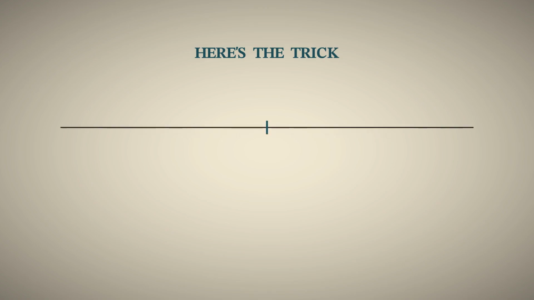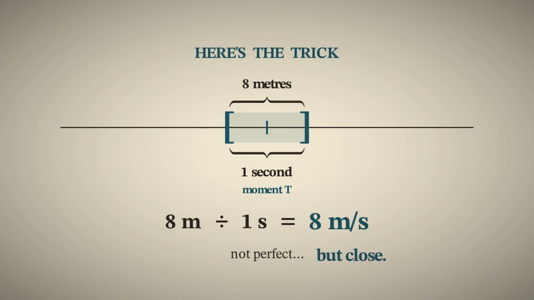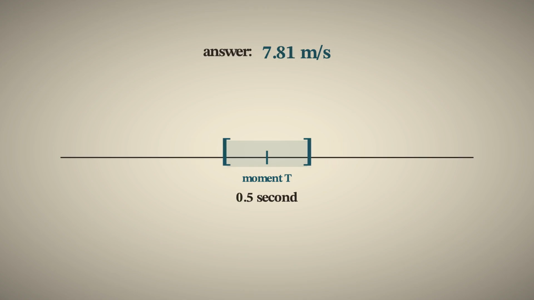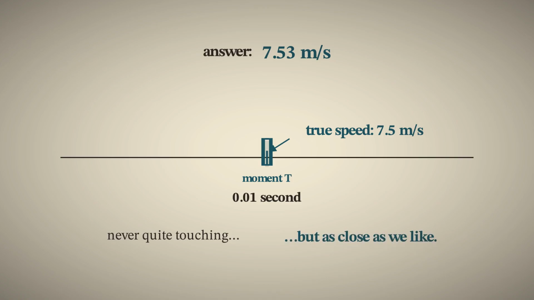Instead of trying to measure speed at one exact moment, which is impossible, we measure speed over a tiny little stretch of time near that moment. Just 1 second. We see how far we went in that 1 second. Distance divided by time. We get a speed. It's not perfect, but it's close. Now watch this. We squeeze the time stretch smaller. Half a second. A quarter of a second. 100th of a second. The smaller we make it, the closer our answer gets to the true speed at that moment. We never quite reach a single instant, but we get as close as we like.